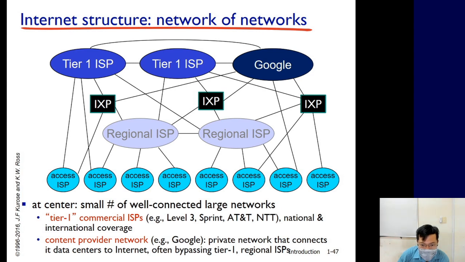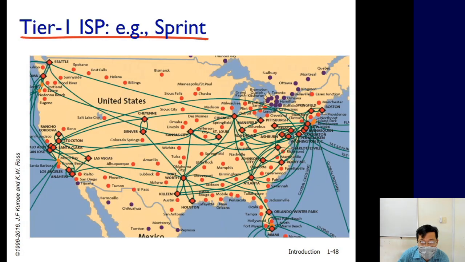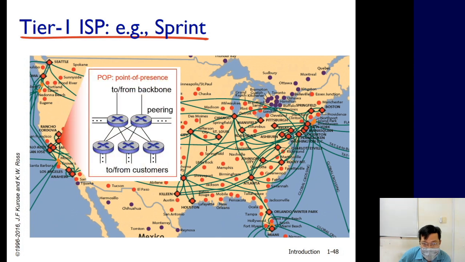So Google can have a content provider network, a private network that connects its data centers to the internet, usually bypassing tier 1. Here is the tier 1 ISP Sprint operating in the US. In this tier 1, there are some points of presence, both connecting and peering to other ISPs.